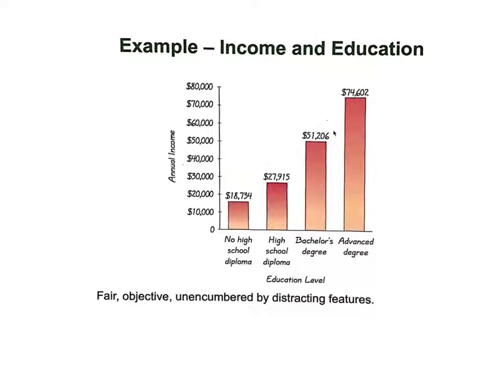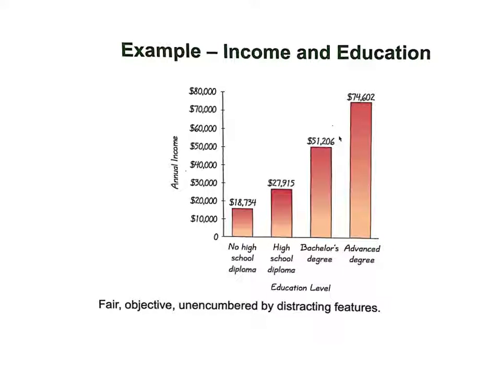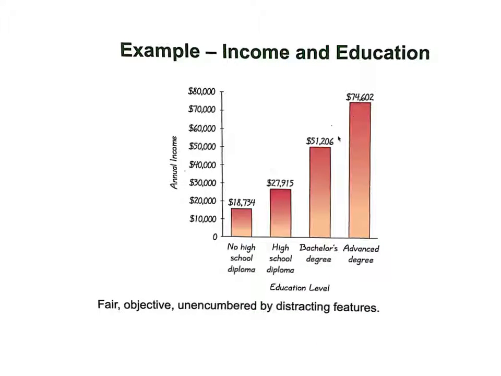Okay, here's actually a good one, believe it or not. This is just a bar chart with income and education, and absolutely nothing wrong with that. It shows exactly the difference. It starts at 0, shows you what it is on the bottom, the education level, the income going up the side. Nothing distracting. That's just perfect.